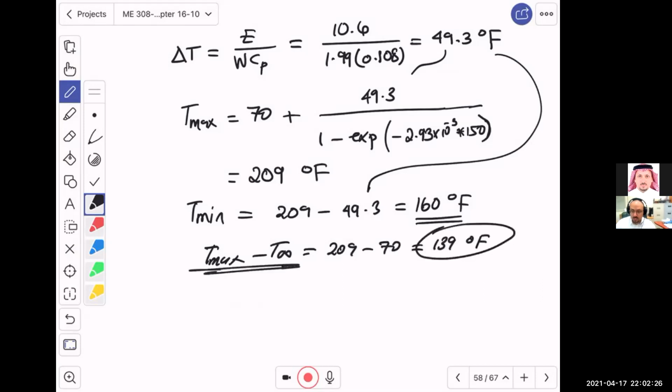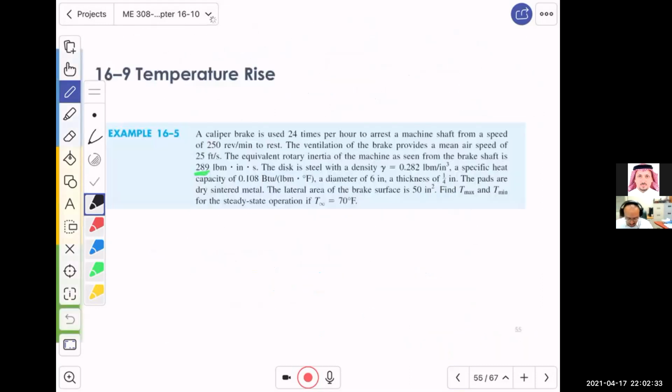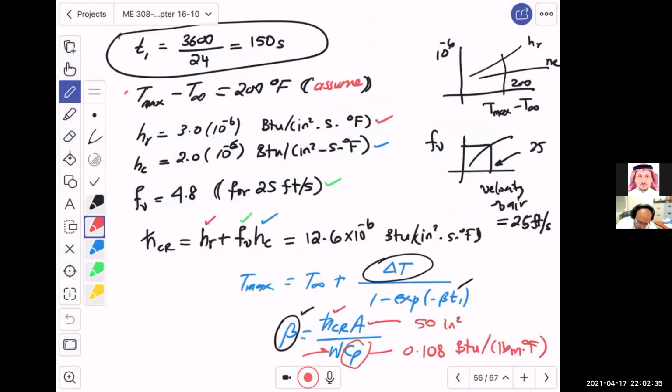This part. Now, you go back to the equation and look what we did. We started by assuming that T maximum minus T infinity is equal to 200, while what we got is 139. So what should we do? We should iterate. We should solve this again and again.